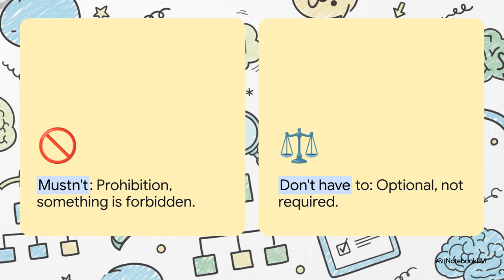Mustn't means something is strictly forbidden, like you mustn't share your credentials. But don't have to means it is completely optional. You don't have to attend every meeting.